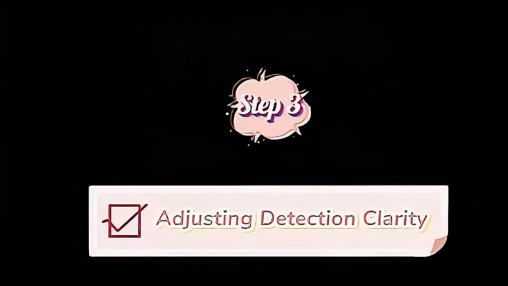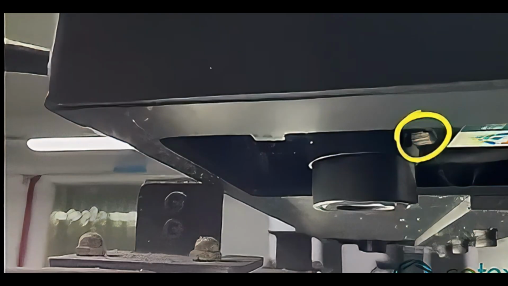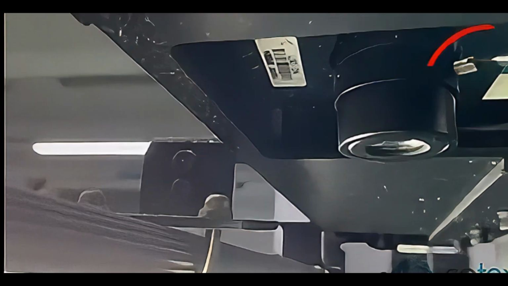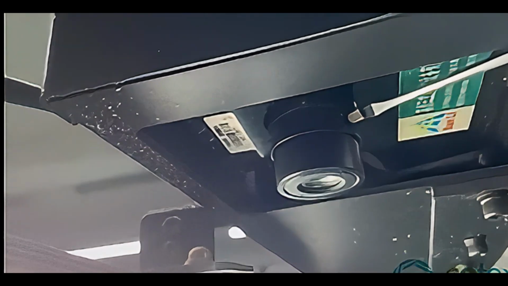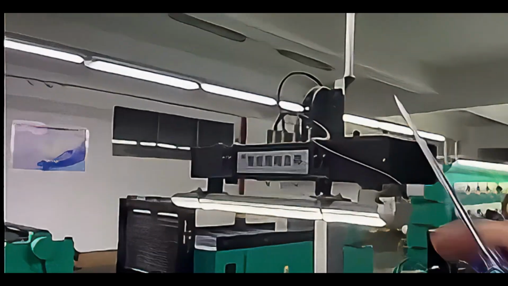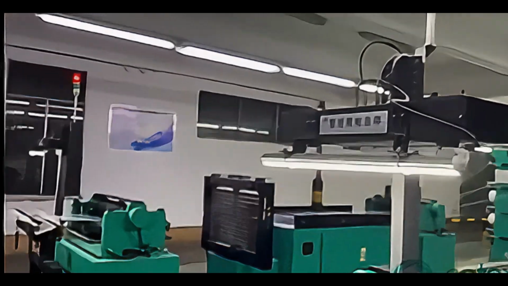Step 3. Adjusting detection clarity. The upper lens needs to be adjusted. We can see that there is a small twisting screw next to the lens. Use a flat blade screwdriver to slightly loosen the screw. Now there are 2 cameras on the left and right. Take the camera on the right as an example.